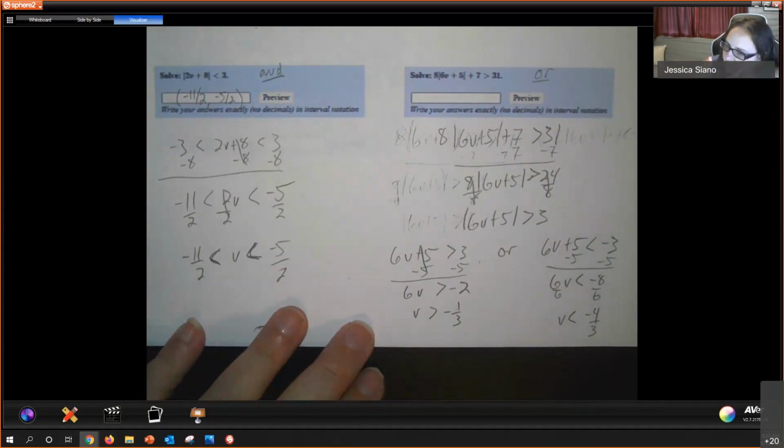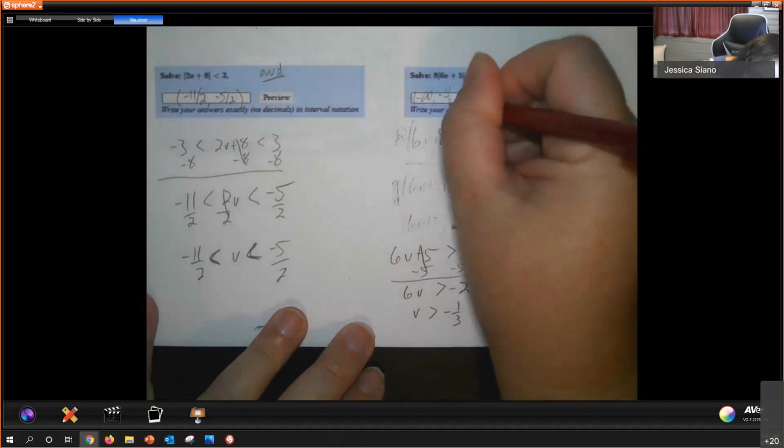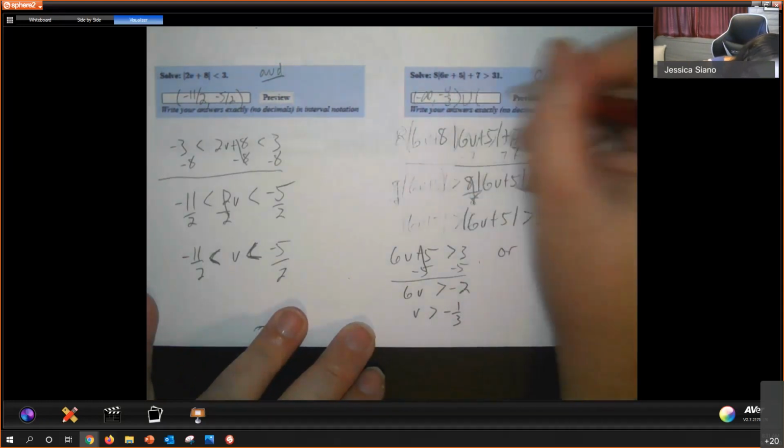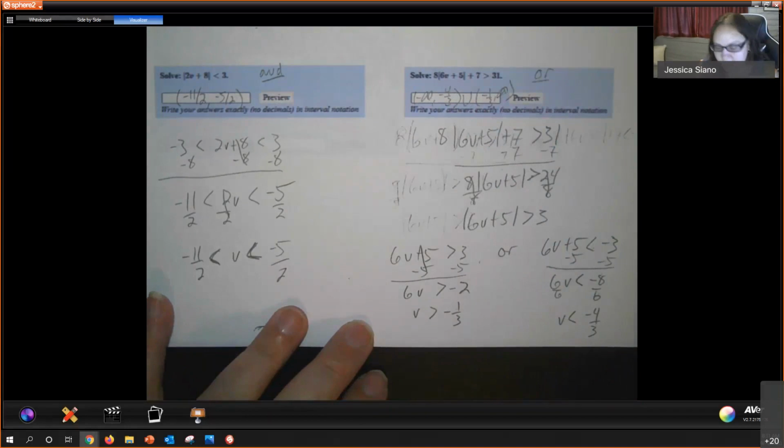And so then in interval notation, always look at the less than first if you have an or like this. So this would be negative infinity to negative 4/3. And then union negative 1/3 to infinity. I'm sorry about that.